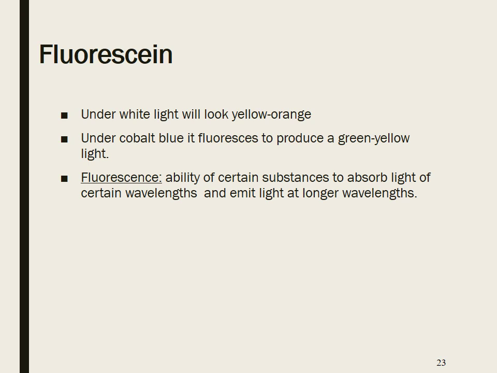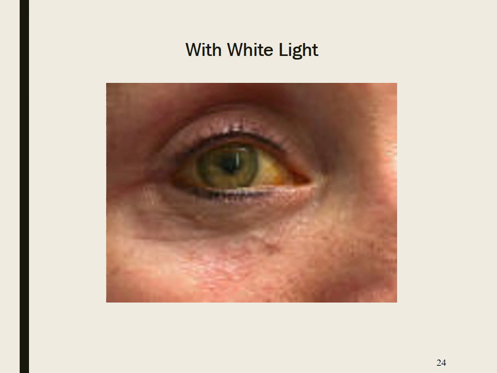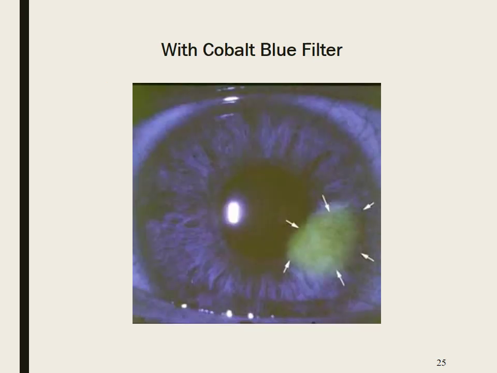Under the white light, the fluorescein will look yellow-orange, and under the cobalt blue, it fluoresces to produce a green-yellow light. Fluorescence is the ability of certain substances to absorb light of certain wavelengths and emit light at a longer wavelength. Normally for fluorescein assessment, we use the cobalt blue. This is what we can see, the fluorescein with the white light, where we can see the yellow. And when we use the cobalt blue, we will see the green-yellow light on the cornea.